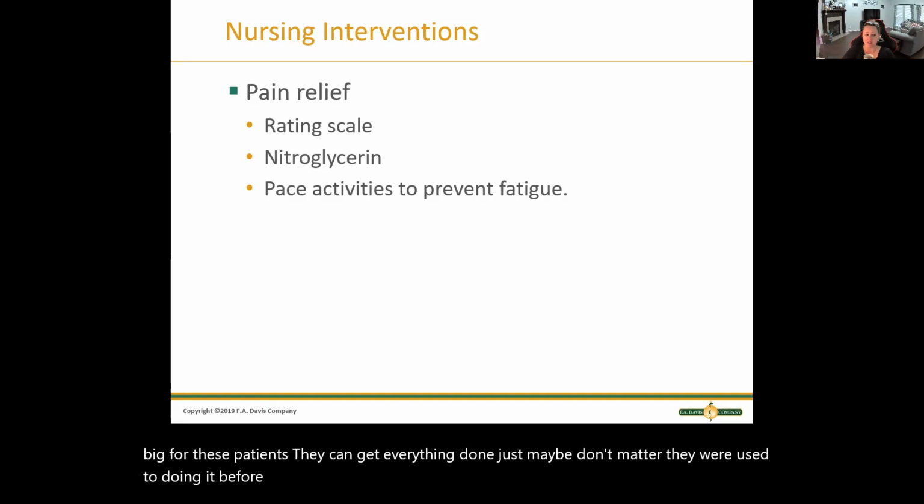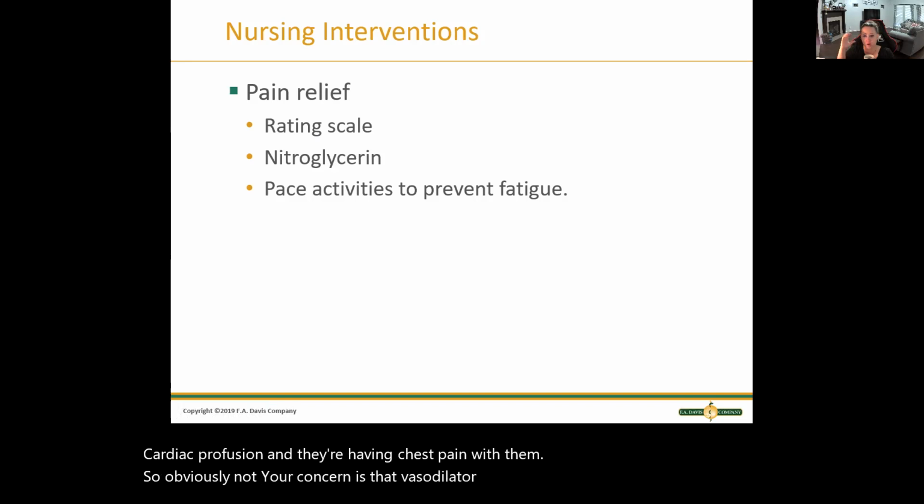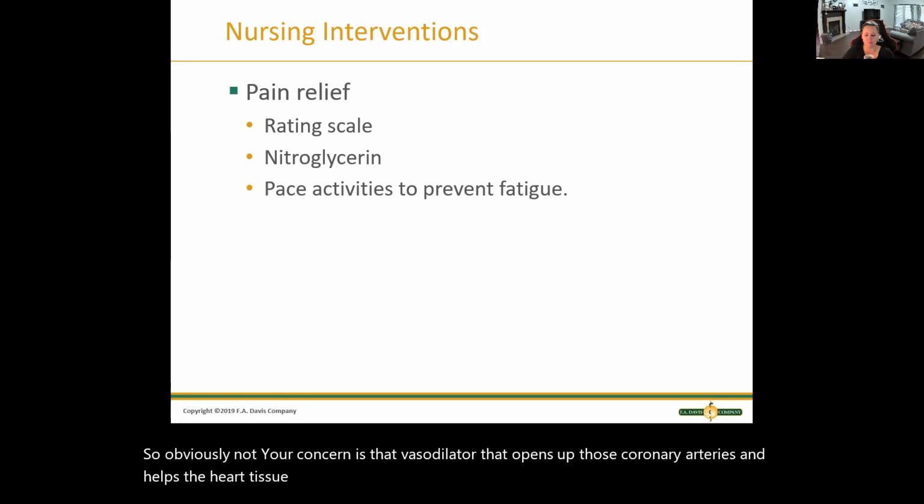Nitroglycerin can sometimes be used if they are having decreased cardiac perfusion and they're having chest pain with that. So obviously nitroglycerin is that vasodilator that opens up those coronary arteries and helps the heart tissue to get more blood flow.